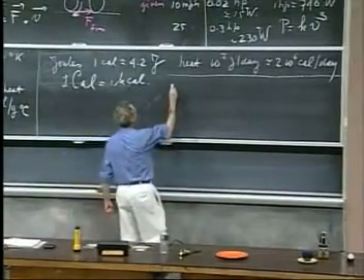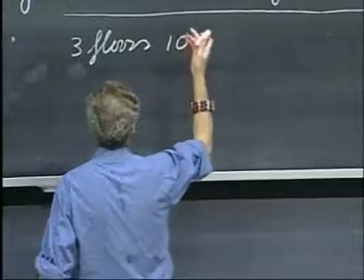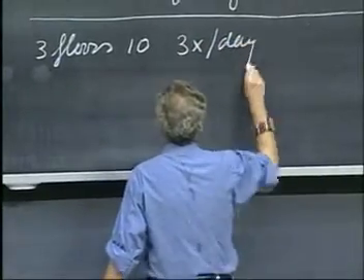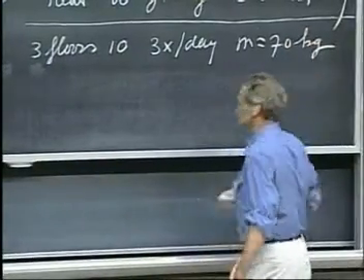Suppose we go up 3 floors. We walk up 3 floors, which is about 10 meters high. And let's say we do that 3 times per day. And let's give you a mass of about 70 kilograms. It's about my mass.